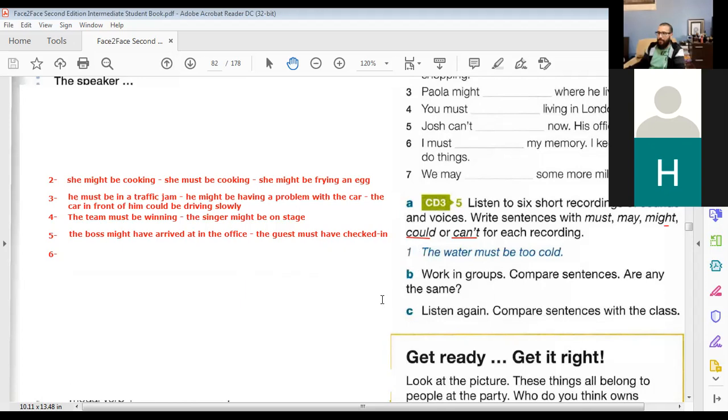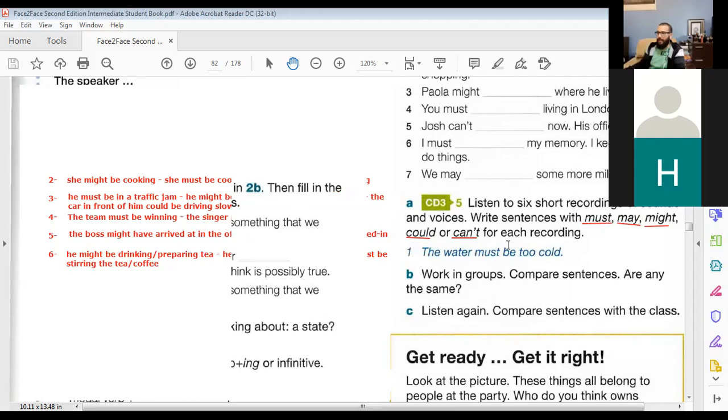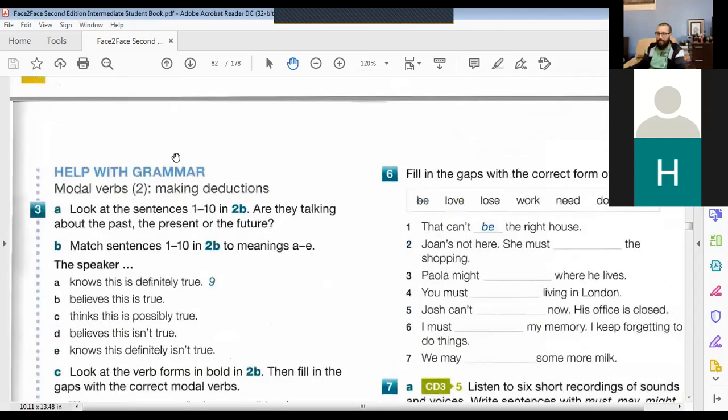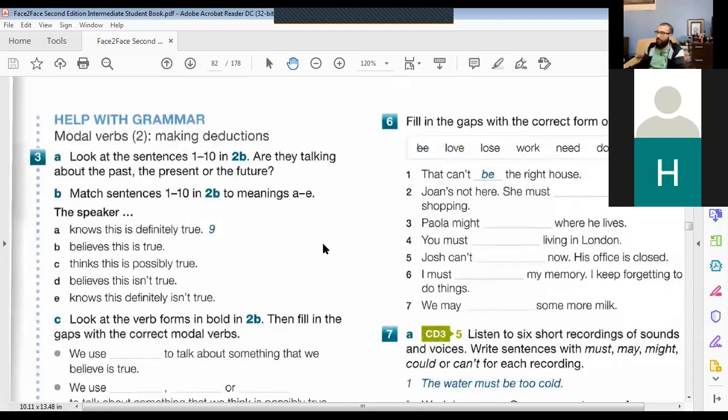All right. So these are just examples of some deductions. The idea here: when you're not completely sure of something, you can always make a deduction. If it's a state, just use a modal verb plus infinitive. And if it's something happening now, just use modal verb plus be plus ing. This is the general idea. These are quite useful in daily life. I think it's very useful in conversation.